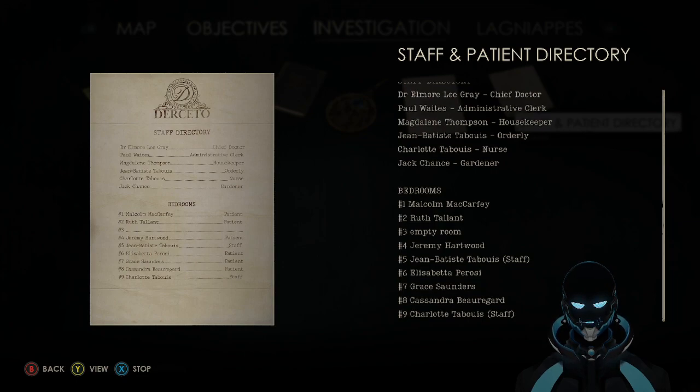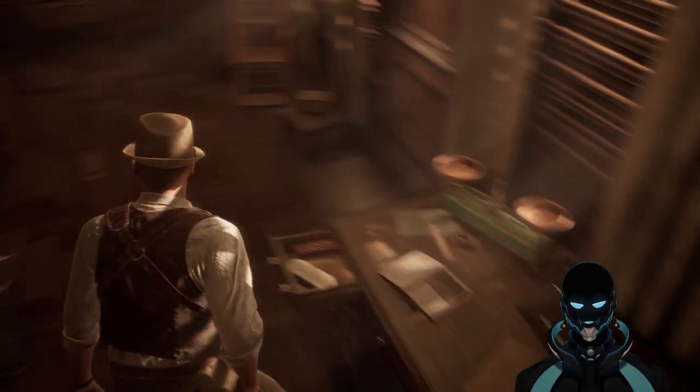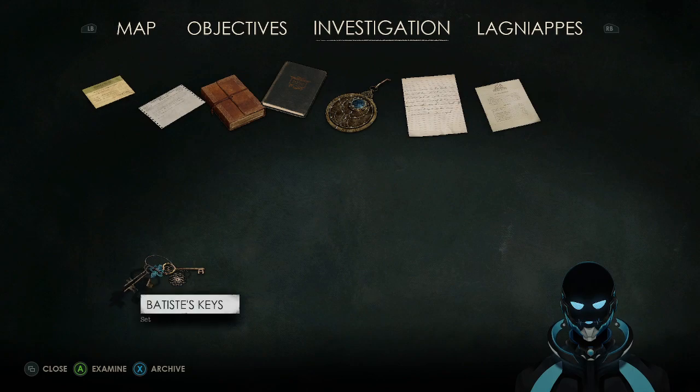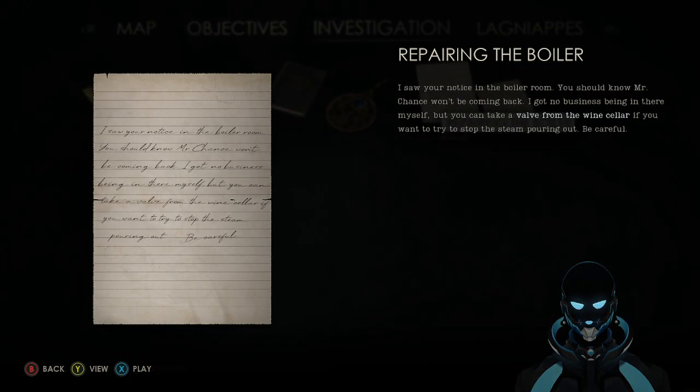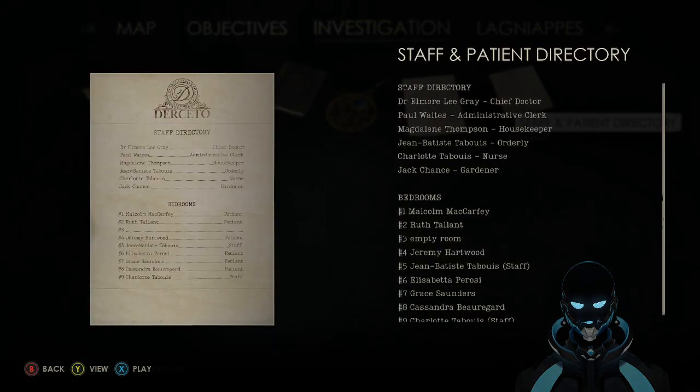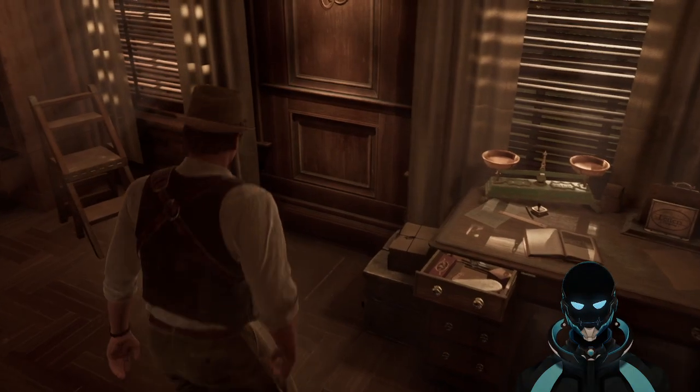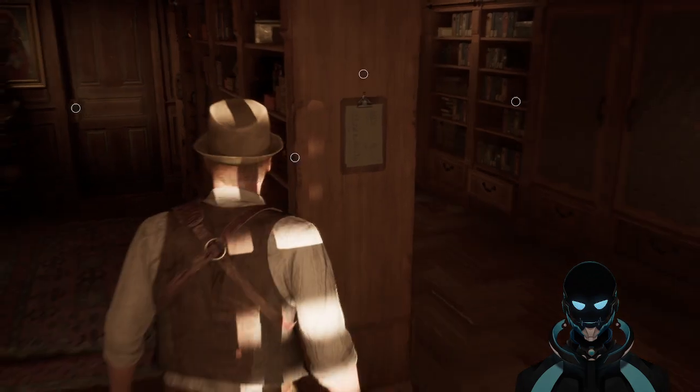Malcolm McCarthy and Ruth Tallant reside on the first floor. Jeremy Hartwood, Elisabetta Perosi, Grace Saunders, and of course, Cassandra Beauregard live on the second floor. So, Elisabetta's key is here for some reason.